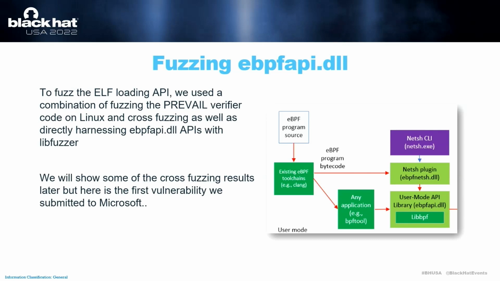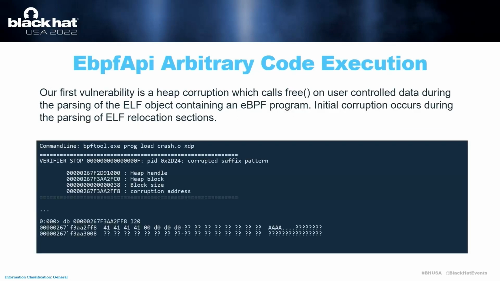first big vuln that I found was as a result of this approach, and it hits that very first attack goal, which is we found a vulnerability that gives you remote code execution or arbitrary code execution through the loading of an ELF file that contains this eBPF bytecode. So this particular vulnerability results in heap corruption, which calls free on a user-controlled pointer. And if an administrator were to load your filter, then you get remote code execution on that box as admin.